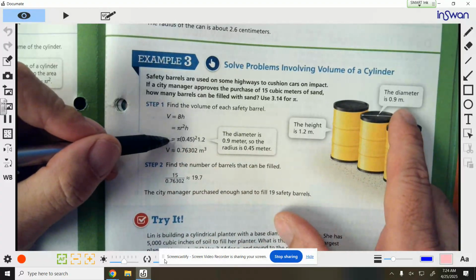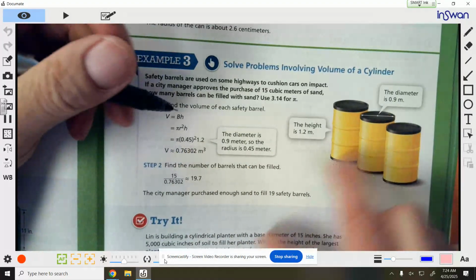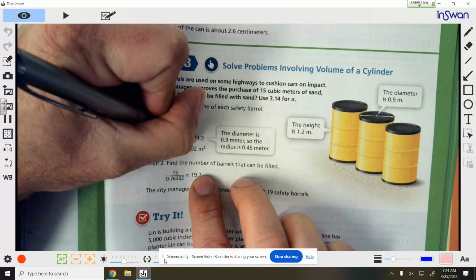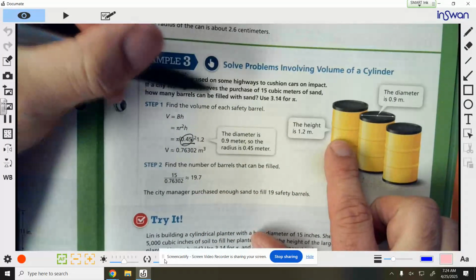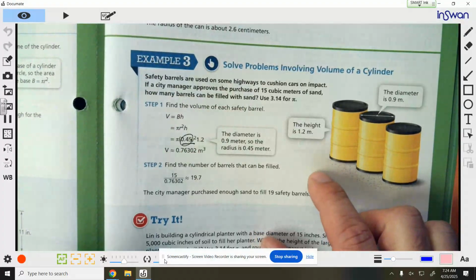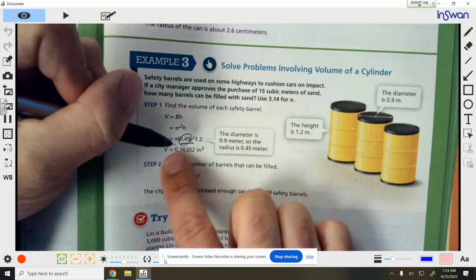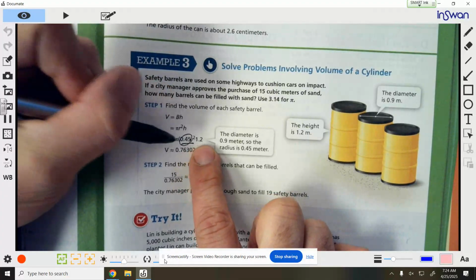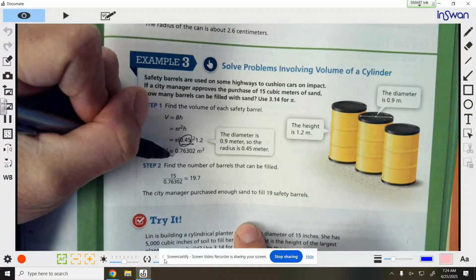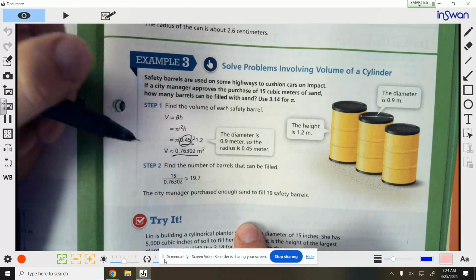Pi, they say diameter is 0.9 over here. So they cut that in half, and that's where the radius is coming from, 0.45. The height is 1.2. So that's where they multiply all that together, pi times 0.45 squared times 1.2. And then they get 0.76302.